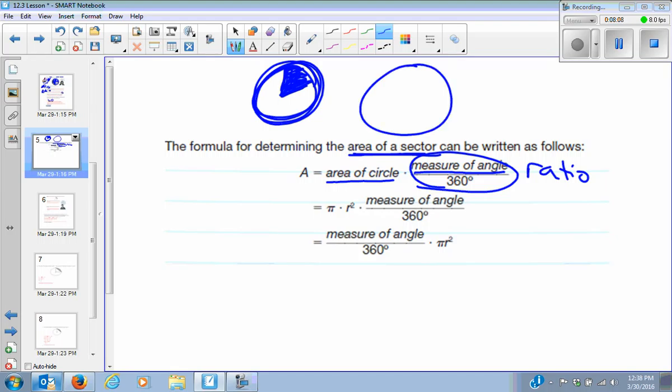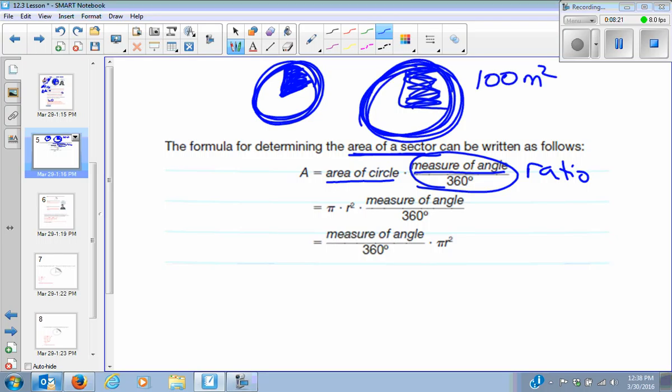Just like if you had this, and this is 1/4 of it, right? So if this is 1/4, and this whole thing is 100 meters squared, and I want only 1/4 of that, it's going to be 25 meters squared, right? I just divided that by 4, or multiplied it by 1/4. That's because I have that ratio when I know that that's 90. All right?